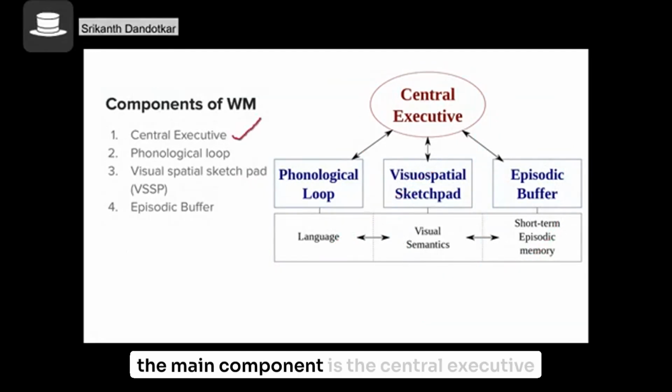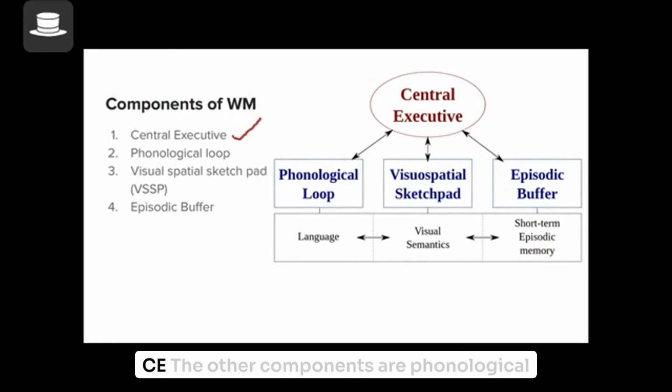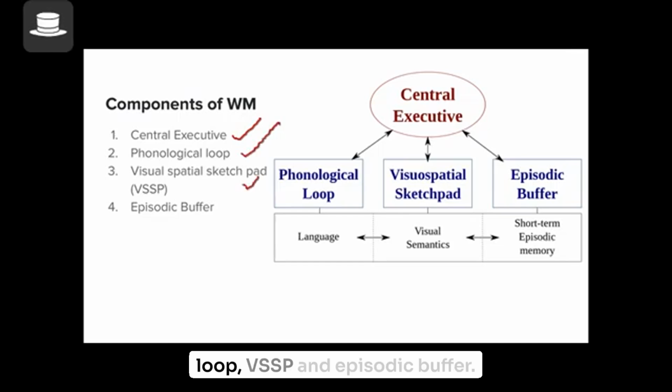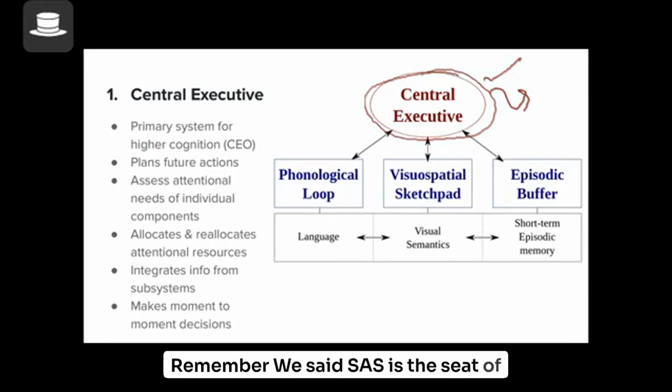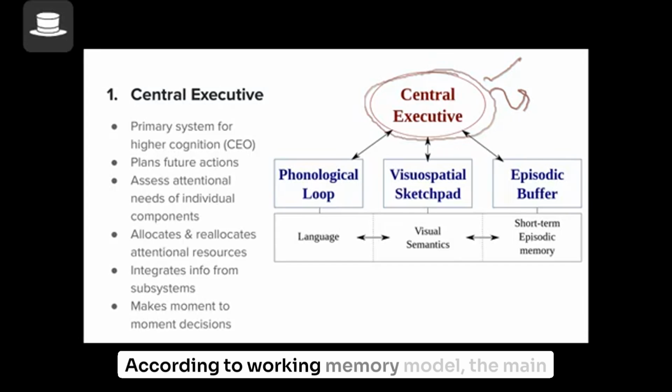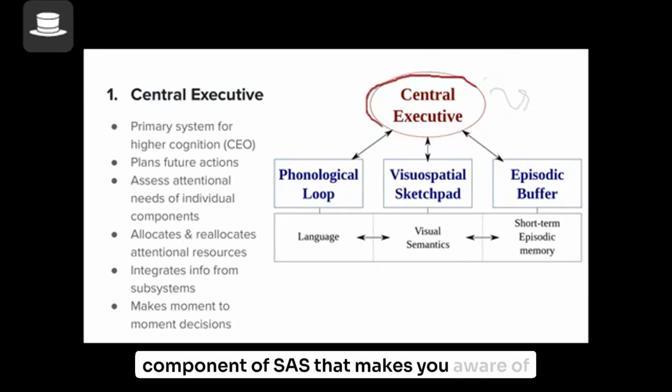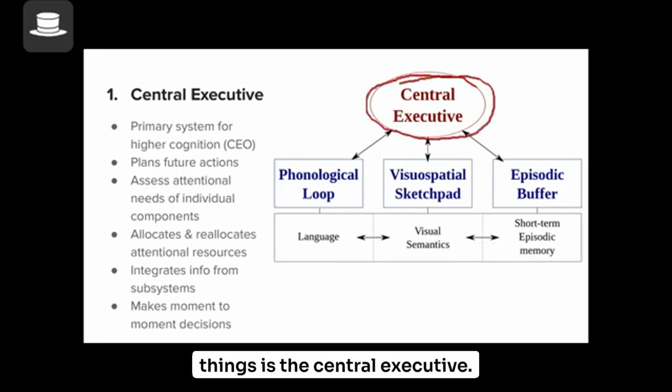The main component is the central executive, CE. The other components are phonological loop, VSSP, and episodic buffer. First, we'll talk about the central executive. Central executive is the main system. Remember, we said this is the seat of consciousness. Well, according to the working memory model, the main component of SAS that makes you aware of things is the central executive.